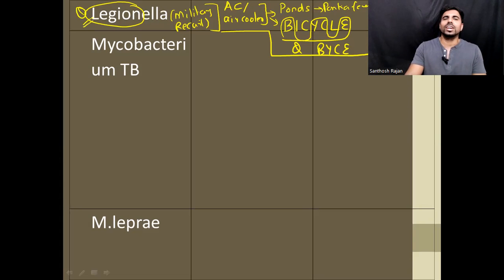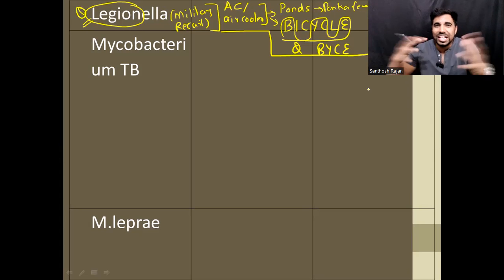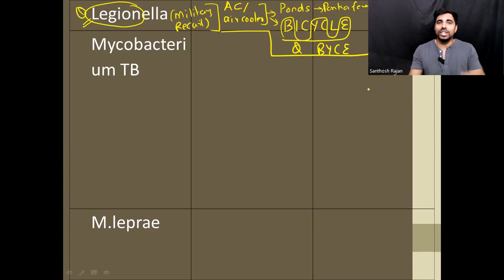I still remember from my MBBS time, because I remember it like this: Legionella drives a bicycle. They are simple and humble. They put Pond's powder. The military get paid less, so they have to go by bicycle, and they have to live in a congested room with a not-clean AC or air cooler, and they use Pond's powder and BYCE. Okay, got it?